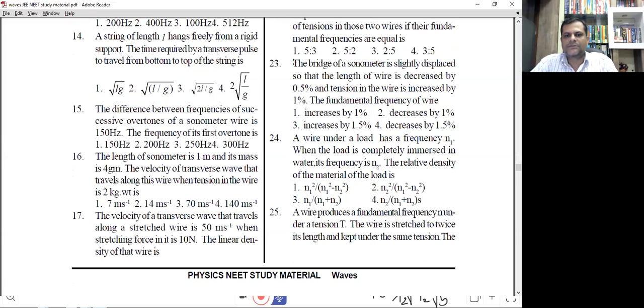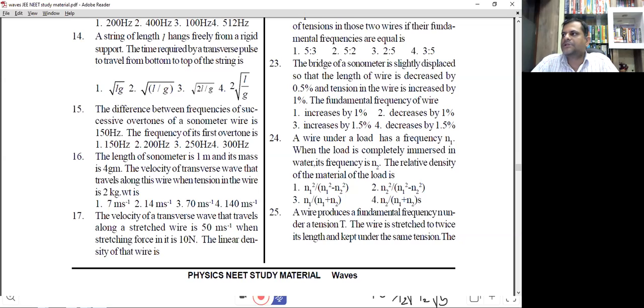Okay, so do this next one. The bridge of a sonometer is slightly displaced so that the length of the wire is decreased by 0.5%. Okay, the length of the wire is decreased by 0.5%, and tension in the wire is increased by 1%. Then the fundamental frequency of the wire will, okay, we can do it here only.